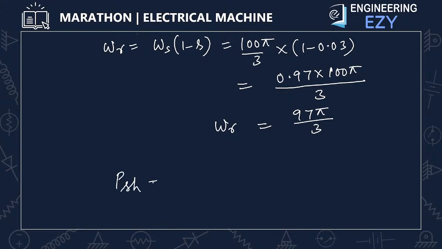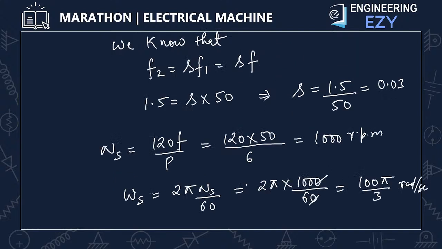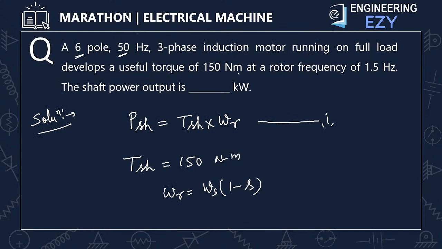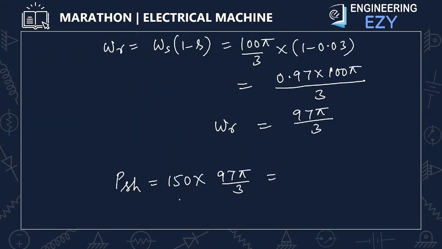P shaft, the shaft power, is equal to T shaft, 150, multiplied by omega r. Omega r is 97 pi by 3. I am calculating, and it is asking in kilowatt, but our answer is in watt. So what do we have to do? We have to divide by 1000 also, because we have to give the answer in kilowatt. So it comes out as 150 multiplied by 97 pi divided by 3000.